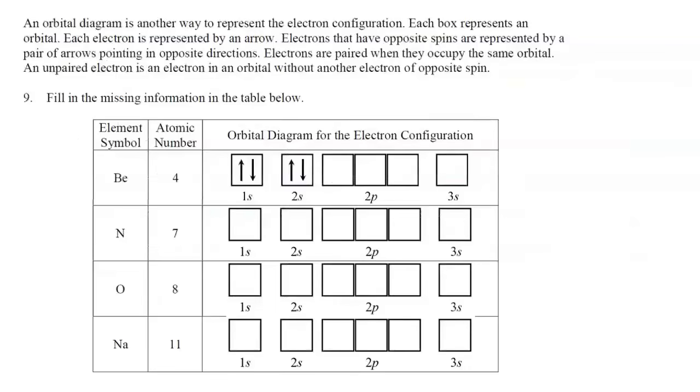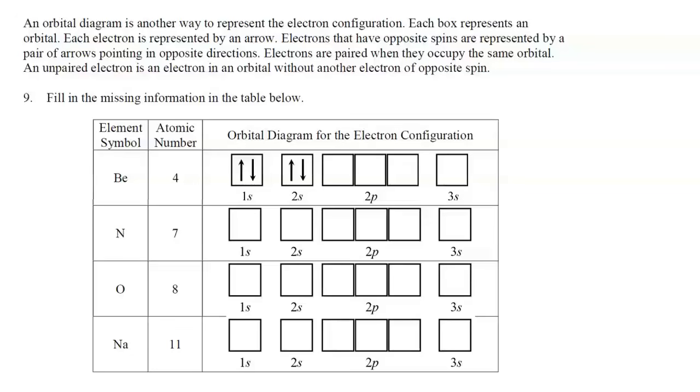Okay, here is question 9. An orbital diagram is another way to represent the electron configuration. Each box represents an orbital. Each electron is represented by an arrow. Electrons that have opposite spins are represented by a pair of arrows pointing in opposite directions. Electrons are paired when they occupy the same orbital. An unpaired electron is an electron in an orbital without another electron of opposite spin.